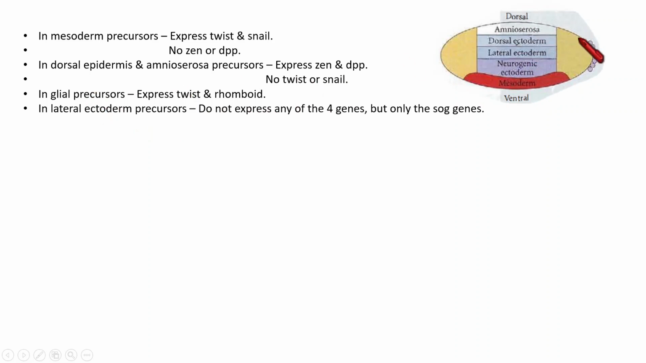Okay, and in glial precursor cells, which all genes are expressing? Twist and rhomboid are expressing there. And in lateral ectoderm, we have seen that there is no expression of any of these four genes. Instead, what is expressing there? Zen. Zen gene is expressing, and it will prompt those cells in this position to form the neural ectoderm. So that is the effect of the gradient of the dorsal protein in the development of Drosophila. I hope it's very clear to you. Just going to wind up today's section.